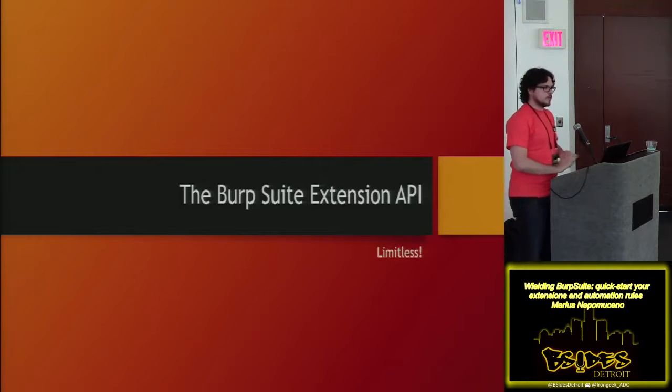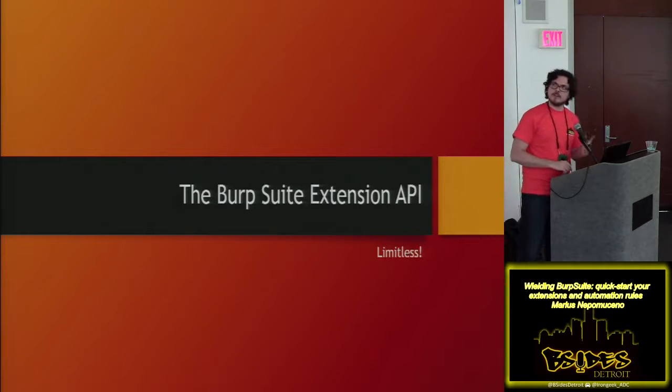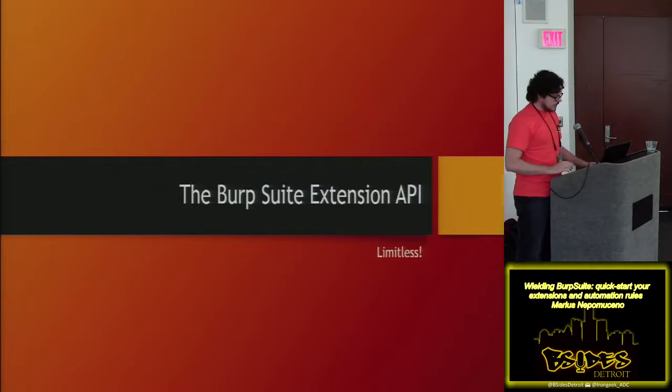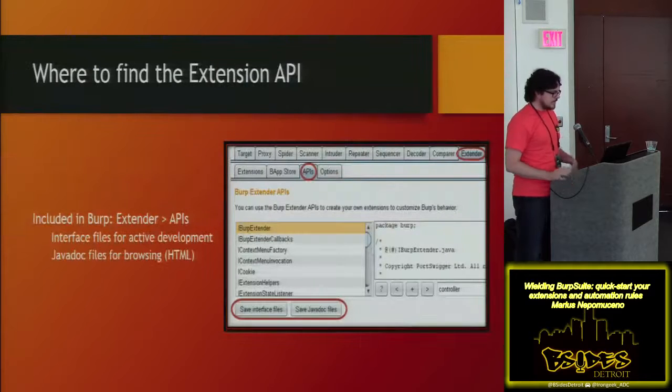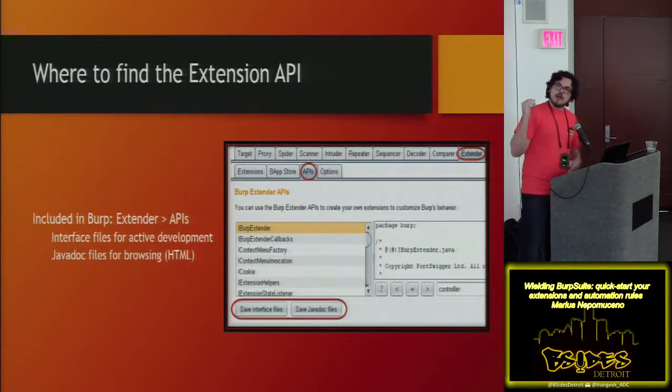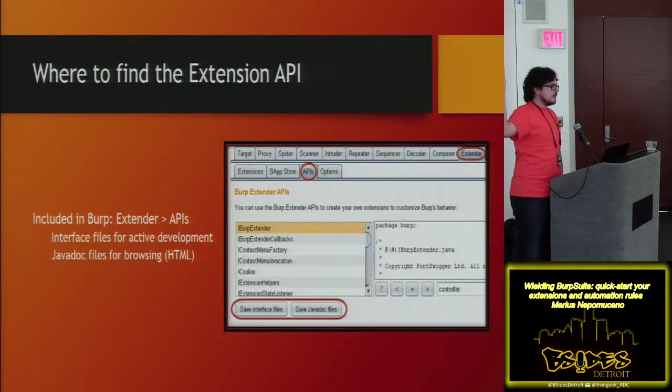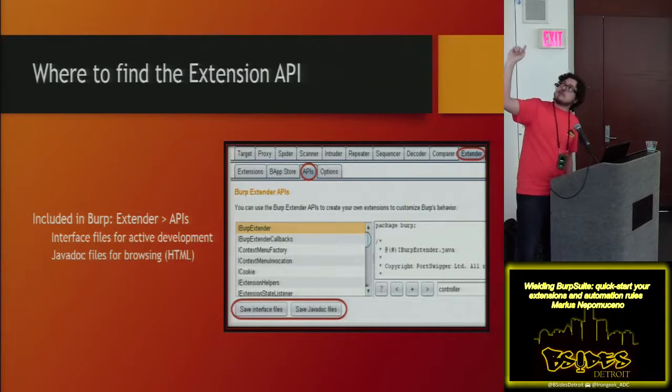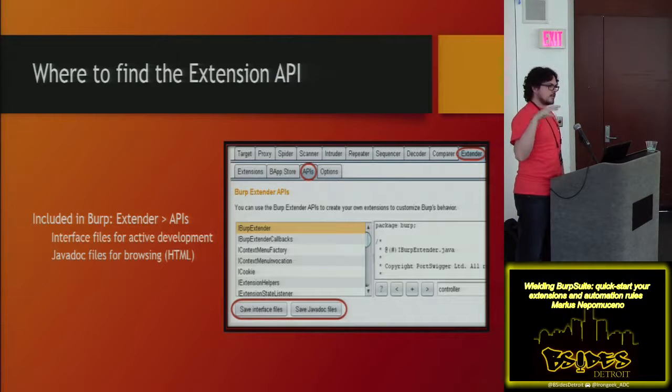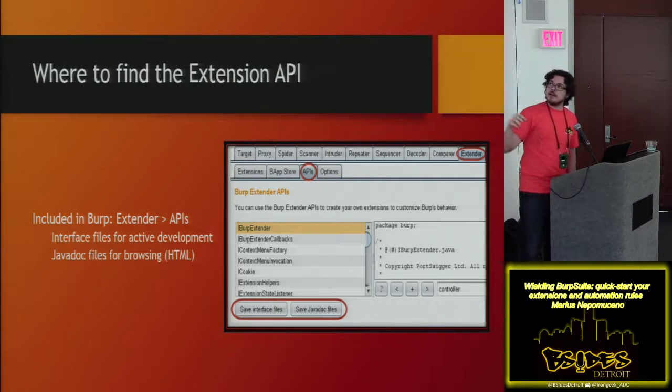So let's start with the BurpSuite extension API. Any questions, by the way? I told you I'd ask if anyone had questions. I will, lots of times. So the BurpSuite extension API is truly limitless. It has a bunch of stuff. It's included in BurpSuite. All of the information you need, all of the classes that they expose are all within BurpSuite. Go to the Extender tab, APIs subtab, and you can see on the left over there all of the different classes. And on the right will be the actual class and the actual class methods and everything.